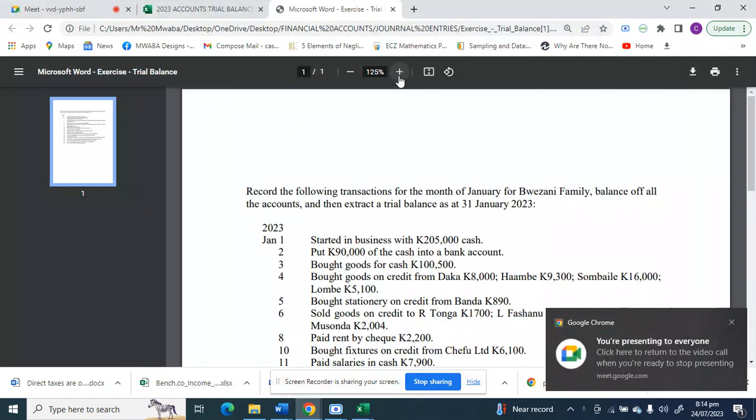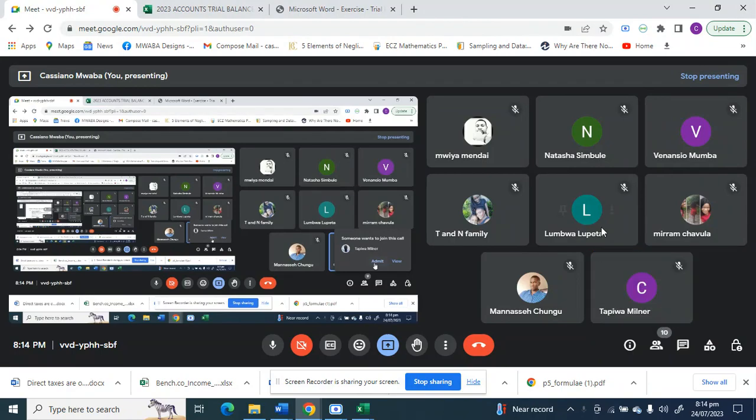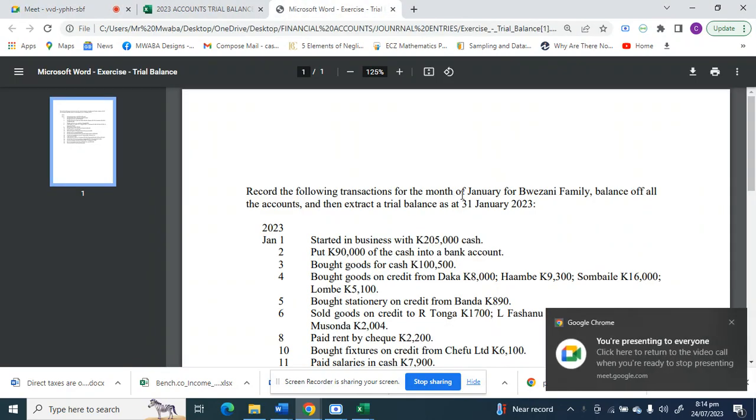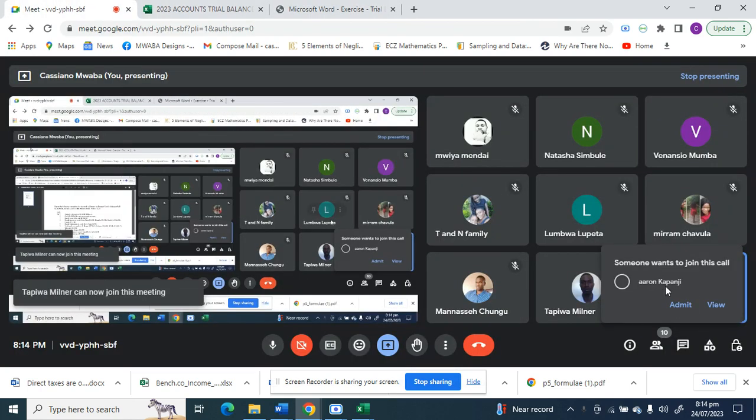Record the following transactions for the month of January for the Bwezani family, balance off all the accounts, and then extract a trial balance as at 31st January 2023.